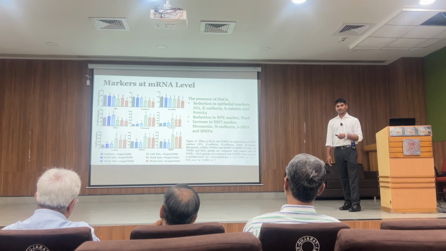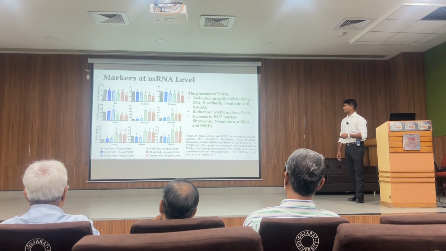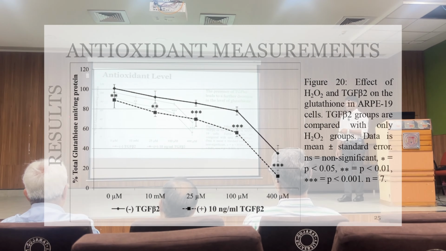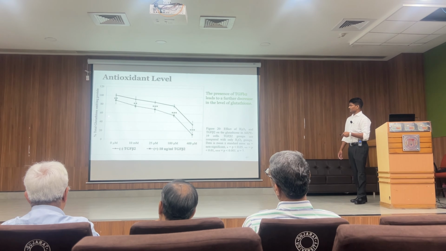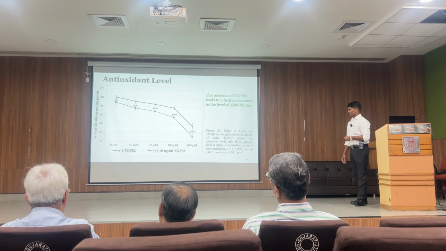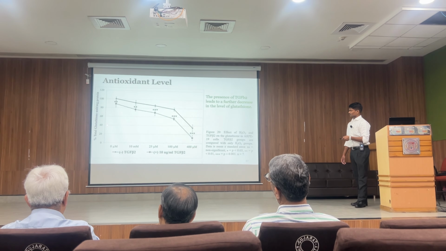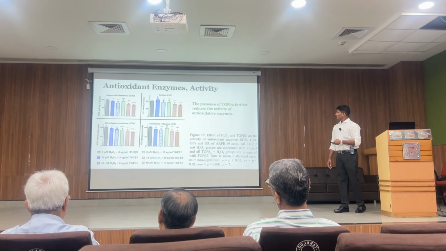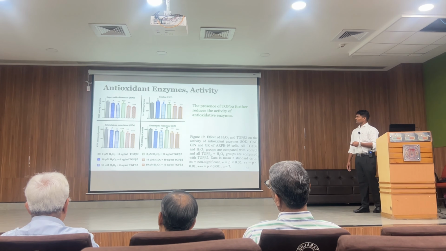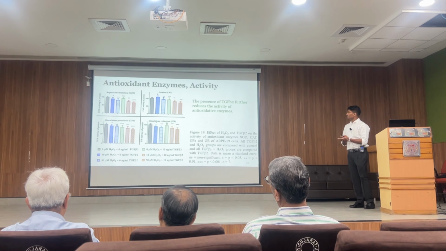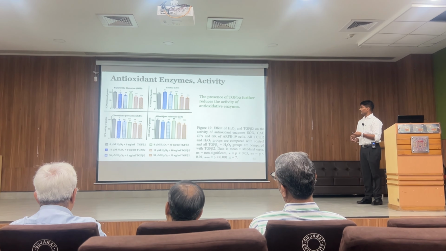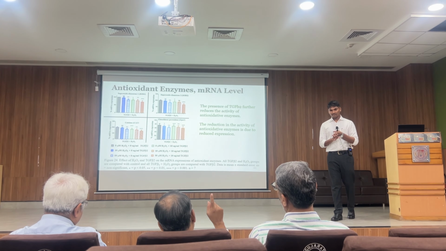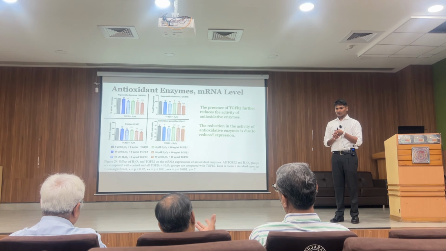This graph and picture explain the level of glutathione, or total glutathione content, in the treatment of TGF-beta 2 and hydrogen peroxide, where we found that at a higher level of hydrogen peroxide, higher oxidative stress can be seen. This picture explains the antioxidant enzyme activity measurement, where we found the oxidative stress condition increases. Have you checked the level of glucose DSSP in oxidized glucose?